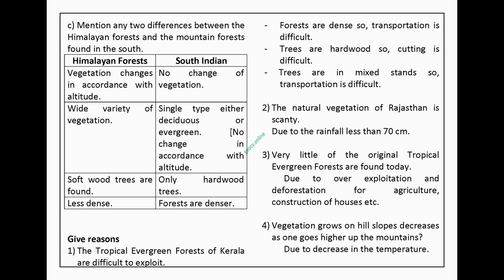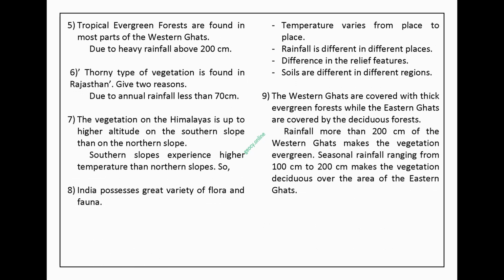Vegetation grows on hill slopes, decreases as one goes higher up the mountains. Due to decrease in the temperature. Tropical evergreen forests are found in most parts of the Western Ghats. Due to heavy rainfall above 200 centimeters.